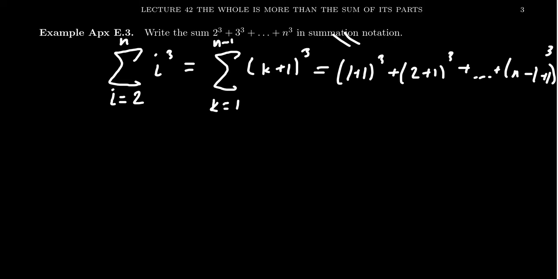This second example right here is what's known as an index shift. This would be like performing a horizontal shift to a graph. We can lower the initial value and also the terminal value. We can lower the range of this sum by 1, but then each variable would have to increase by 1. It's the idea, if you want to move left, you've got to add 1 to the variable. If you want to move right, you have to subtract 1 from the variable.